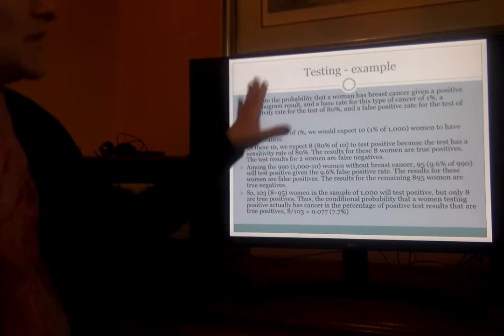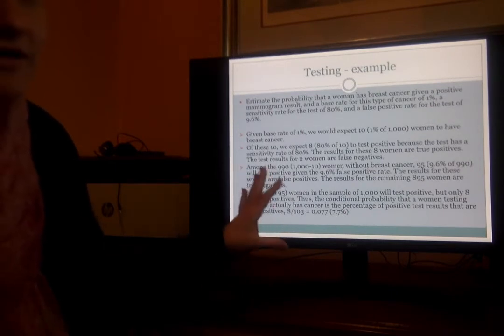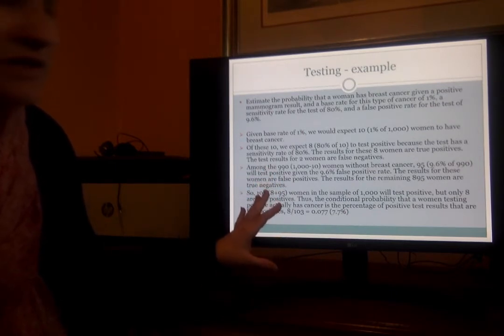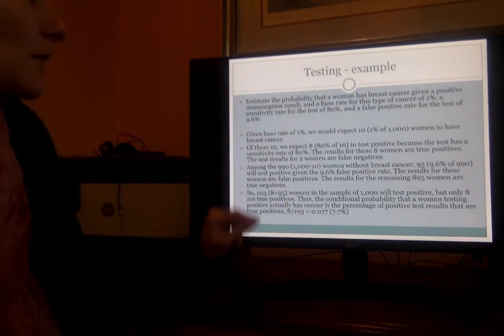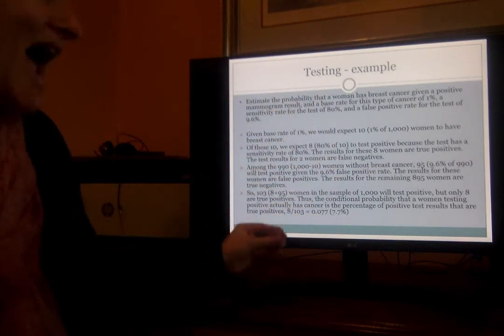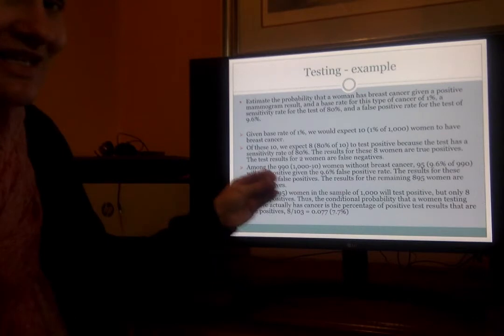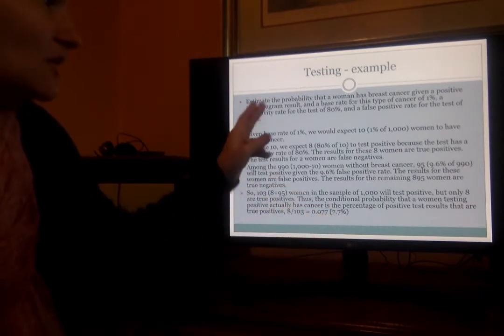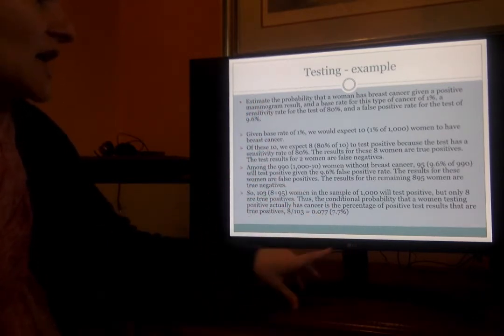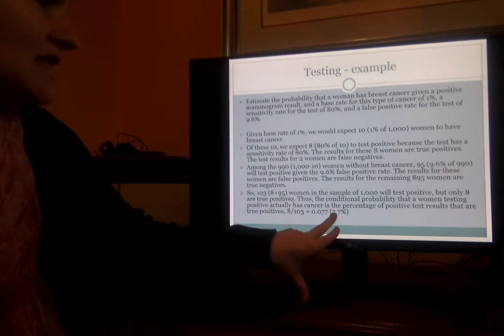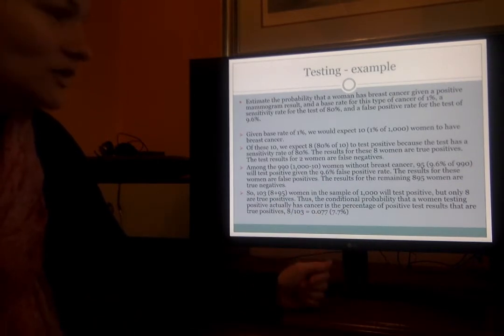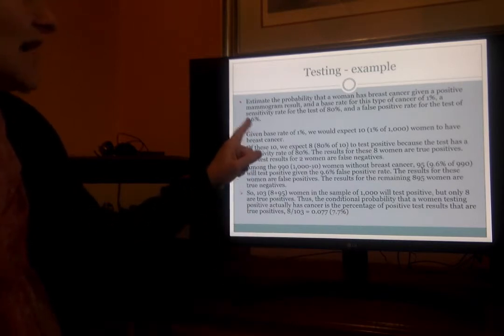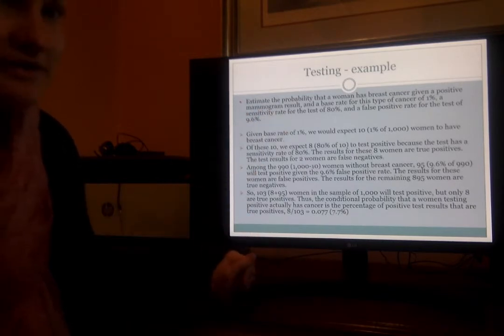So what this would mean if all of these numbers are true, and I don't believe these numbers are true anymore about breast cancer tests, but it's used for example. If all these numbers are true, then if a woman takes a breast cancer test and is told that she has breast cancer, she still only has a 7.7% chance of actually having the cancer, because the test has a 9.6% false positive rate.